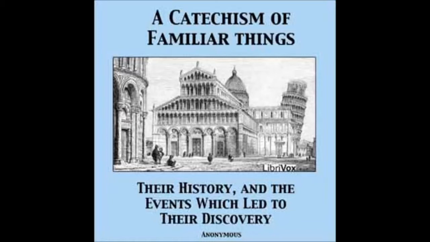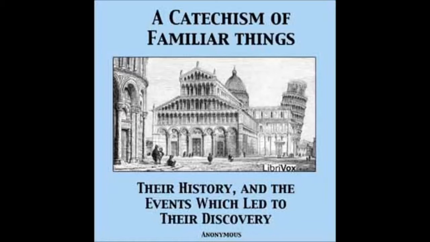A Catechism of Familiar Things, Their History, and the Events which led to their Discovery, by Benziger Brothers. Chapter 3. Calico, Cotton, Cloth, Wool, Baize, Linen, Flax, Hemp, Diaper, Holland, Canvas, and Flannel.